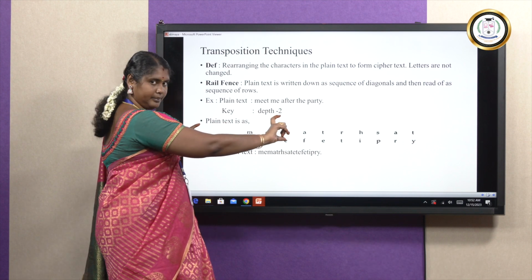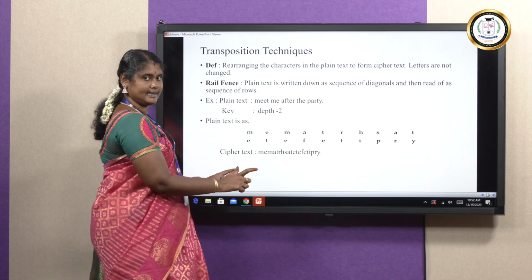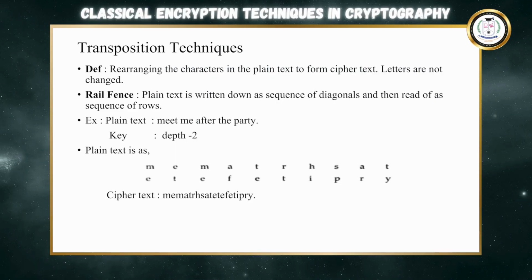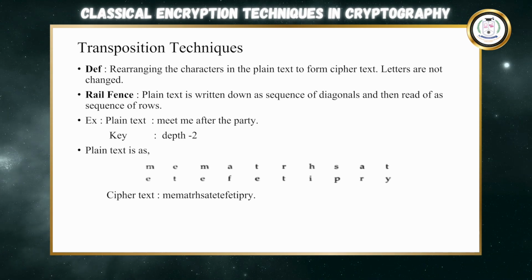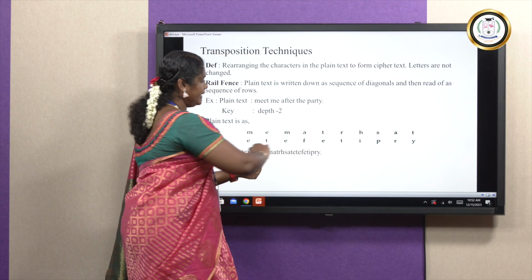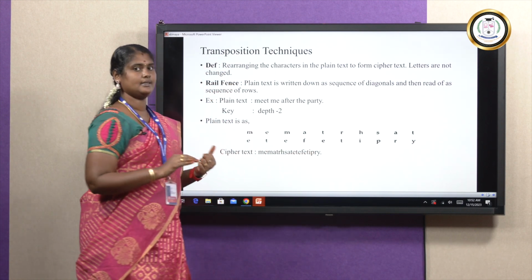So once you have completed this, how are we going to write it in the ciphertext now? First you need to write the first row. So M-E-M-A-T-R-H-S. Once you have completed this line, after that you come to the second line. After that you need to create your ciphertext.